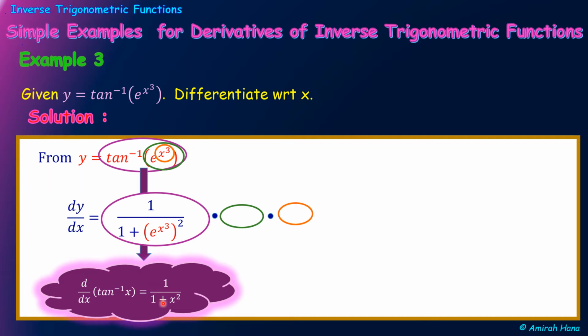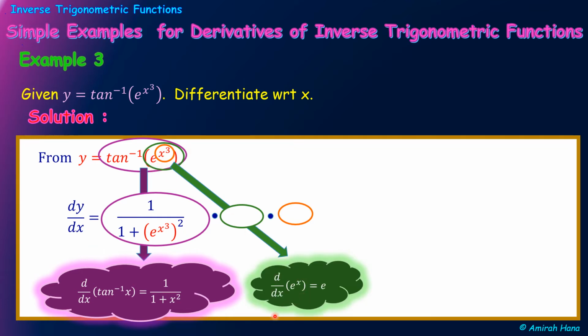And then 1, we copy from here, and then plus our x, now we replace by e to the power of x cubed, and then we have squared here. Alright, after that, we differentiate the second composite function. This is exponential function.